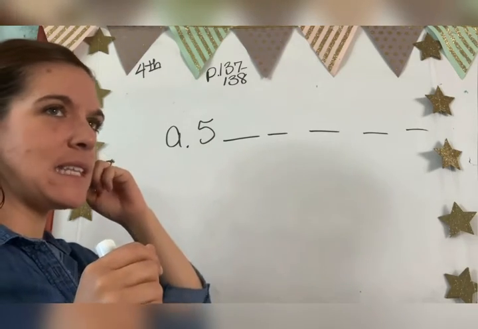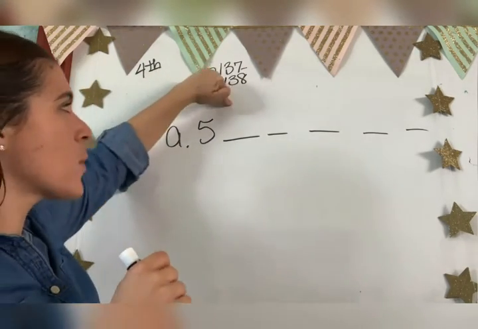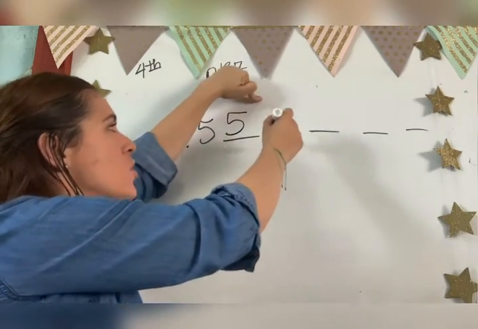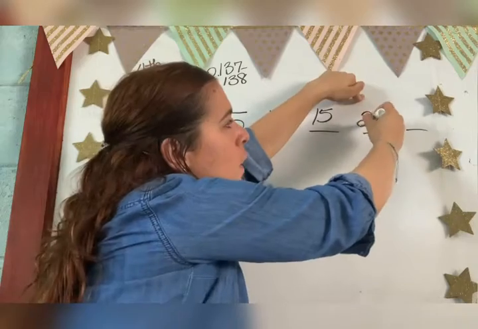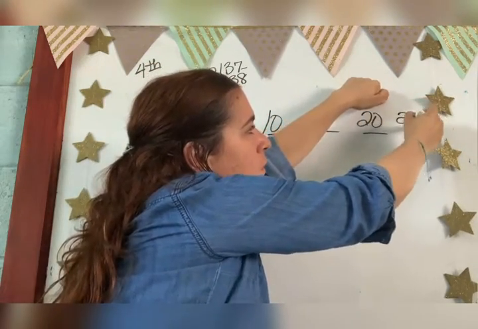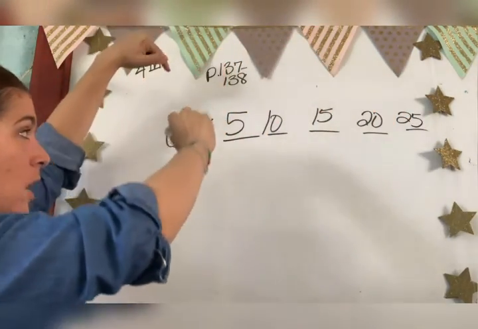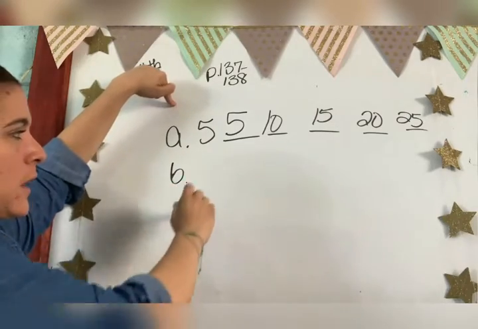Who's going to help me today? Kiara. 5 times 1? 5. 5 times 2? 10. 5 times 3? 15. 5 times 4? 20. 5 times 5? 25. Boom, shakalaka. Let's do another one together, and then I'm going to let you do them by yourself.